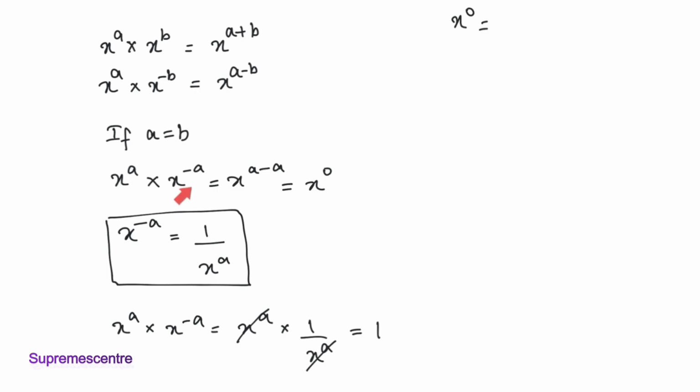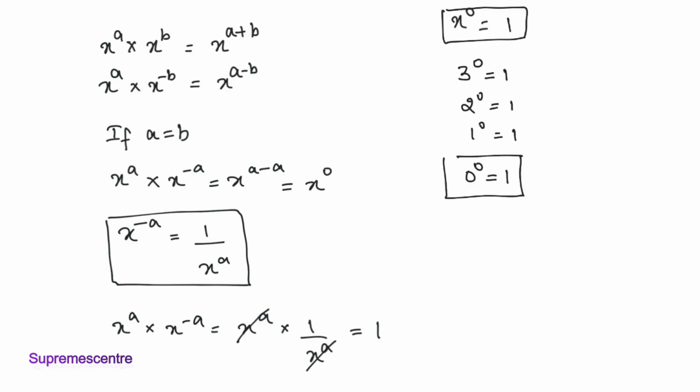See, now both this and this are same. So I am writing x power 0 is equal to 1. So therefore I get x power 0 is 1. From this I can say that 3 power 0 is equal to 1, 2 power 0 is equal to 1, 1 power 0 is equal to 1. So this pattern implies that 0 power 0 is also equal to 1. So I can safely say limit x tends to 0 plus x power 0 is equal to 1.